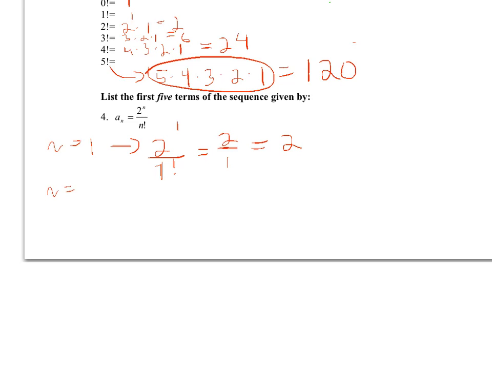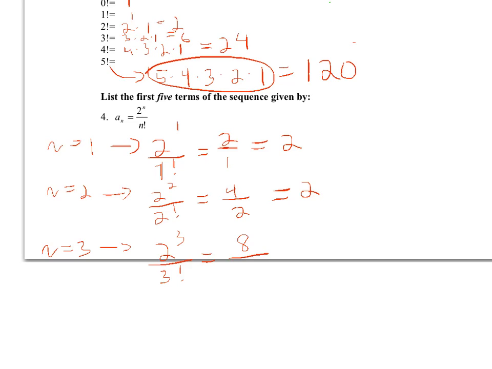If I let n equal 2, I have 2 squared over 2 factorial. Well, 2 squared is 4. 2 factorial is 2 times 1, which is 2. 4 divided by 2 is 2. So we get the same term for the first 2 terms. Okay, I do n equals 3. I have 2 cubed over 3 factorial. 2 cubed is 8. 3 factorial is 3 times 2 times 1, which is 6. That reduces to 4/3.